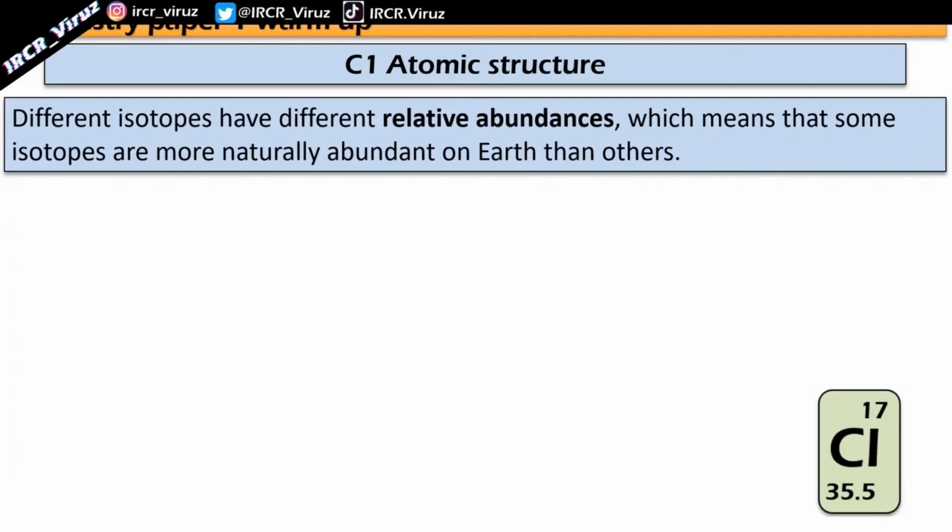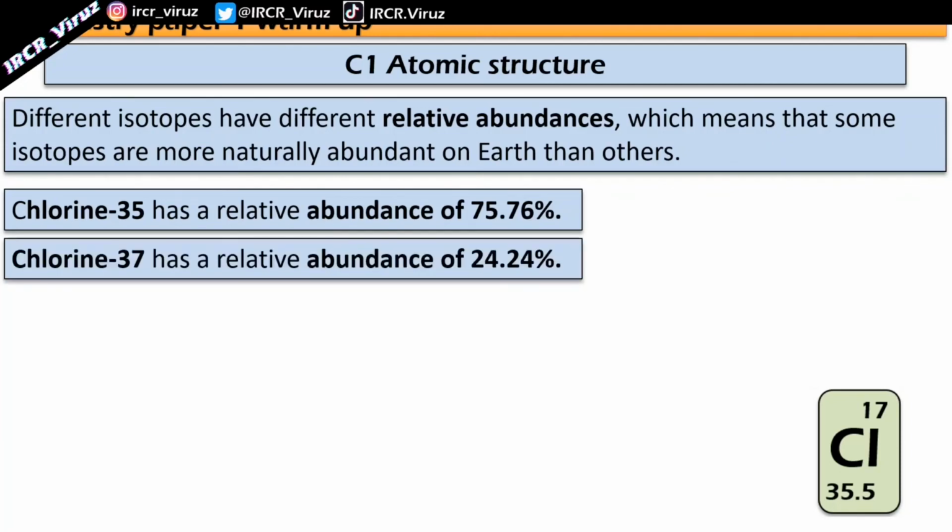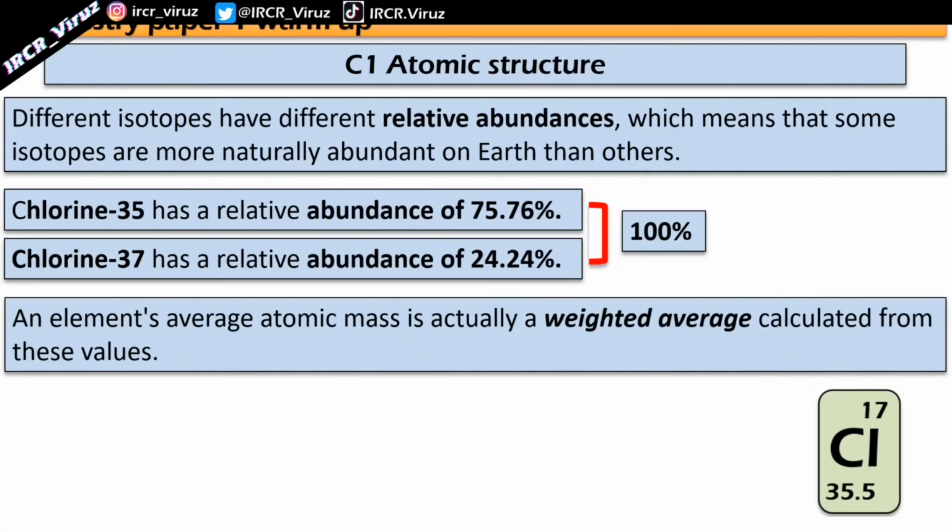Different isotopes have different relative abundances, which means that some isotopes are more naturally abundant on Earth than others. Chlorine 35 has a relative abundance of 75.76%. That means that from all the chlorine in the world, about 75.76% would be chlorine 35, whilst 24.24% would be chlorine 37, okay? Now, that will make up 100% of all the chlorine in the world, and an element's average atomic mass is actually a weighted average calculated from these values.